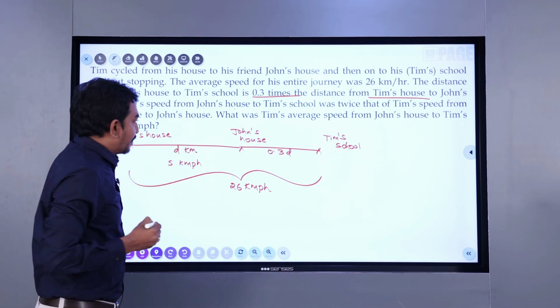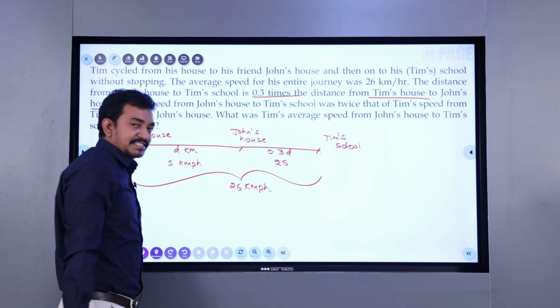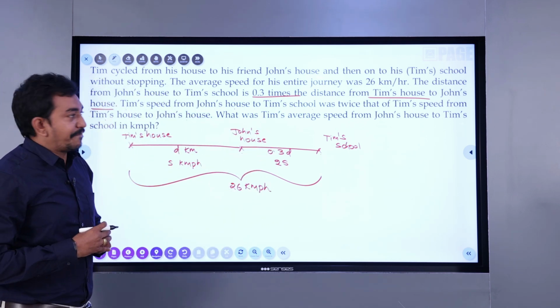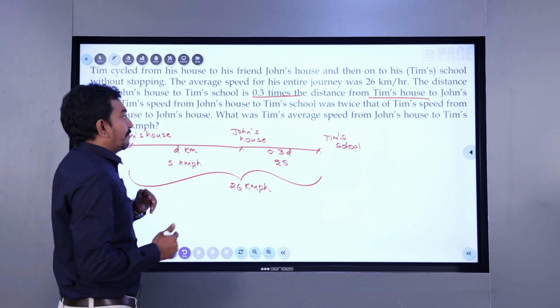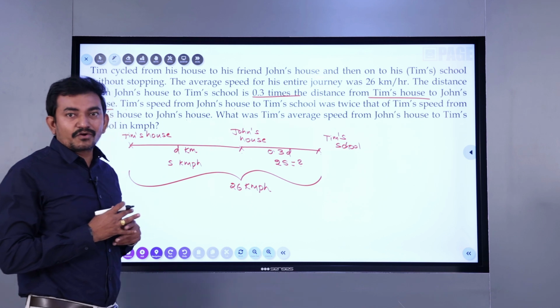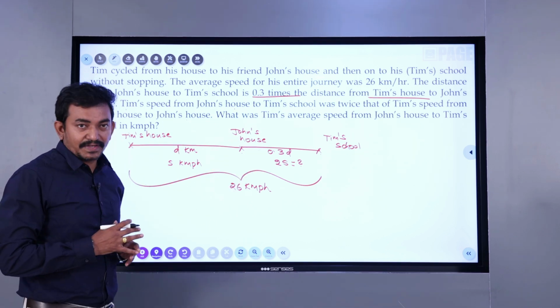Then what would be the average speed from here to here? That is 2 times s. This is what they said. Then using this context, we should be finding the average speed of Tim from John's house to Tim's school. 2s is our question. Hope you understood the question and this detailing as well.